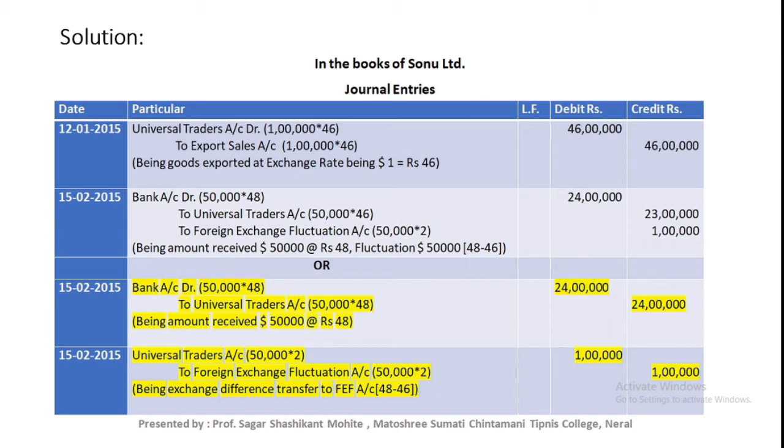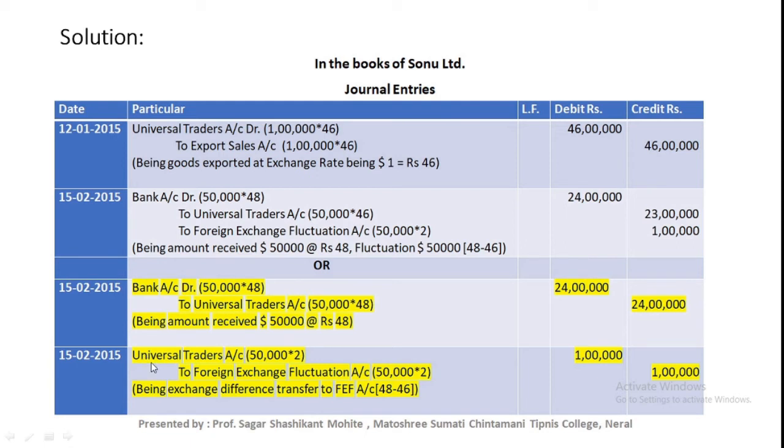So how much profit is involved in it? We received rupees 48, but while selling the goods, we debited the universal trader at rupees 46 per US dollar. This is the base rate. While receipt, we received rupees 48 per US dollar. That means we received 2 rupees per US dollar extra, so we need to transfer that profit to the foreign exchange fluctuation account.